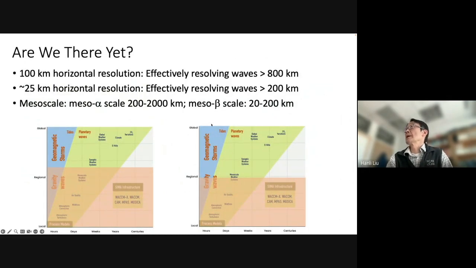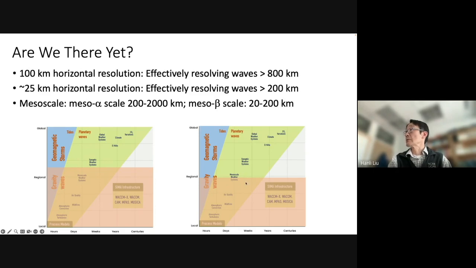So now, are we there yet? This is the regular resolution, 200 or 100 kilometers, that we usually use for our everyday model and climate runs, and that can effectively resolve waves over 800 kilometers or so. But now we drop our resolution to 25. These are the kinds of scales we can resolve. In atmospheric science, the mesoscale is usually divided into two: meso alpha scale, from 200 to 2000, and meso beta scale, from 20 to 200. So now we can capture the meso alpha scales.